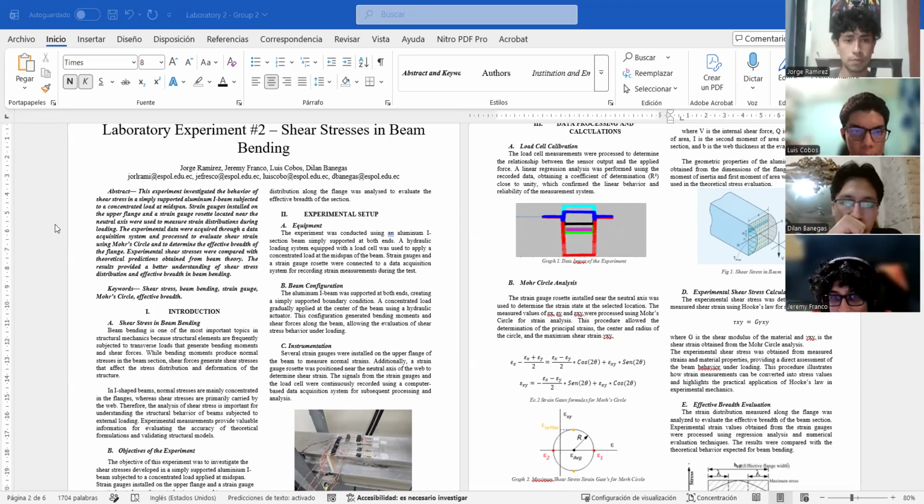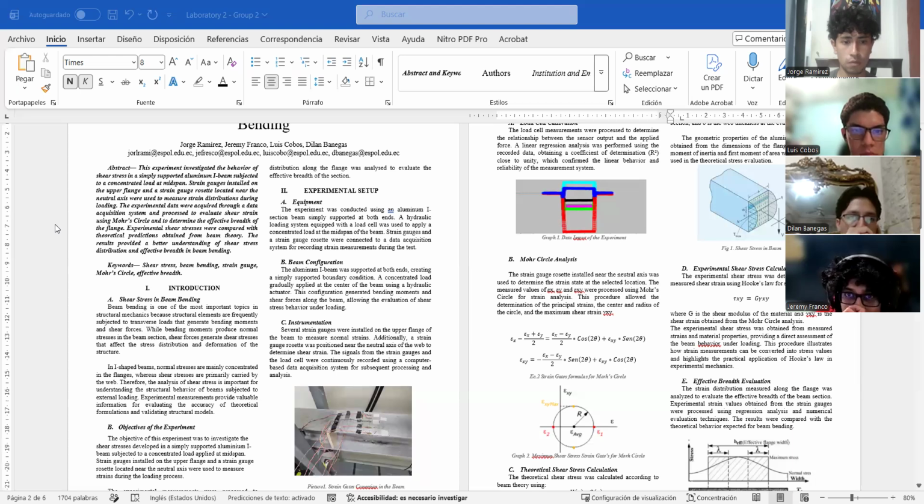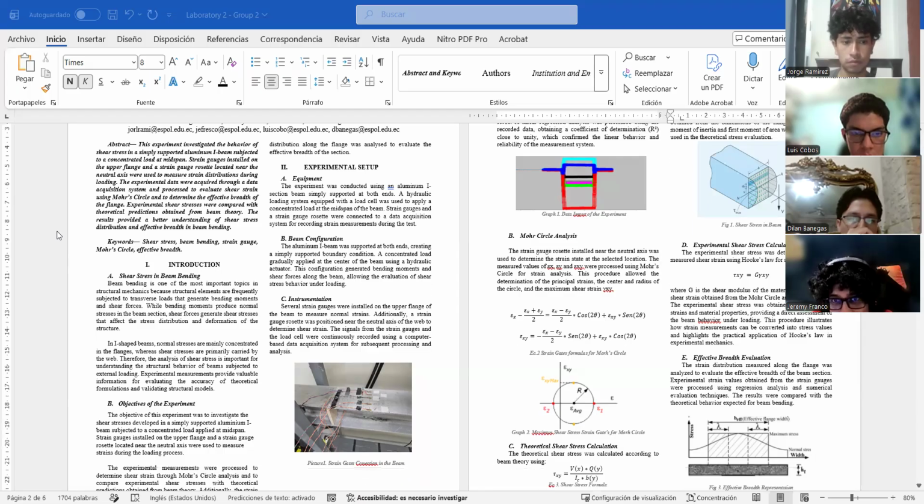First, about the abstract: this experiment investigated the behavior of shear stress in a simply supported aluminum beam with a concentrated load at mid-span. For this, we use strain gauges installed in the neutral axis and in the upper flange. Also, we use the Mohr circle to obtain the value of gamma to calculate the shear stress.